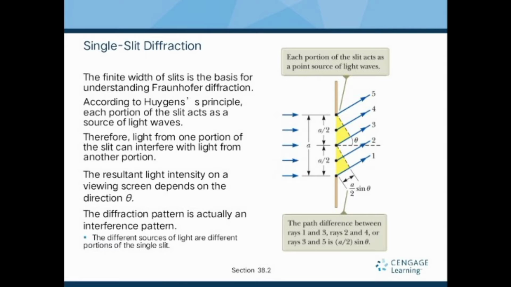According to Huygens' principle, each portion of the slit acts as a source of light waves. Therefore, light from one portion of the slit can interfere with light from another portion. The resultant light intensity on a viewing screen depends on the direction theta. The diffraction pattern is actually an interference pattern. So the different sources of light are different portions of the single slit.